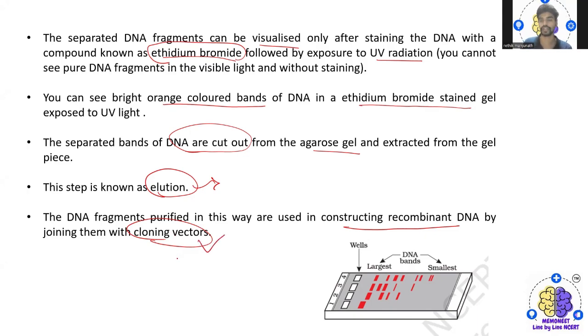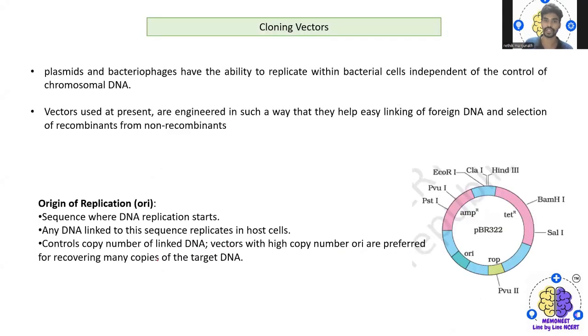They are then used in constructing recombinant DNA by joining them with the cloning vector. So now we have a recombinant DNA, or a desired DNA, constructed by joining it with a suitable vector. With cloning vectors, you can join your desired DNA to them. Vectors include plasmids and bacteriophage, which have the ability to replicate within the bacterial cell independently of the control of the chromosomal DNA.